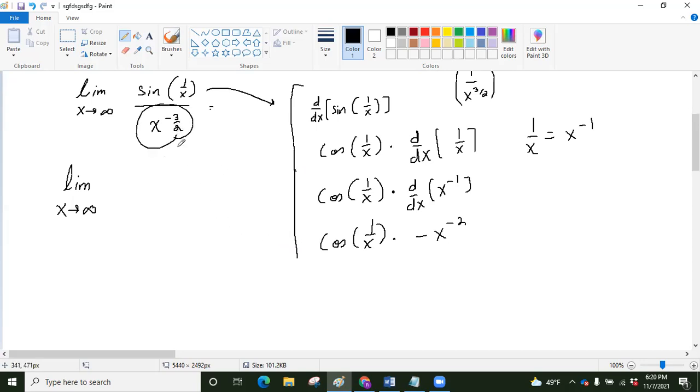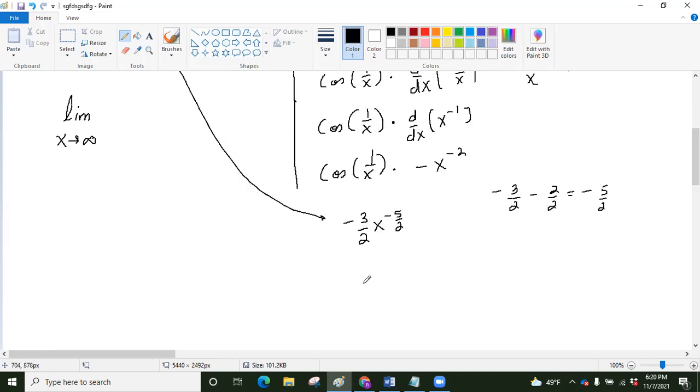And then for the bottom portion, we'll differentiate here, and the bottom portion would just be negative 3 over 2 times x. And then we would have to decrement the power by 1. So we would do negative 3 over 2 minus 1, which is the same thing as saying negative 3 over 2 minus 2 over 2, which would just be negative 5 over 2. So this is negative 5 over 2.